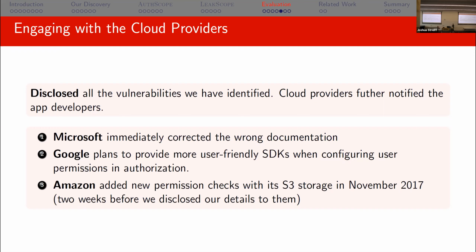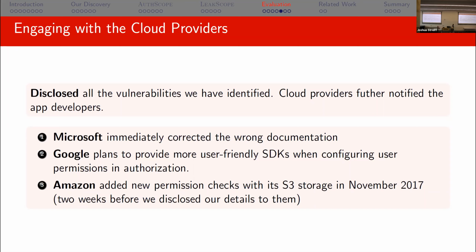We contact the cloud providers, who contact all these app developers, and the cloud providers have also done something. As I just mentioned, Microsoft immediately corrected the wrong documentation because they had put the root key in the example. Google said they will provide more user-friendly SDKs, and also do more tests with the backends to make sure users wouldn't misconfigure their permissions. Interestingly, for Amazon, two weeks before we disclosed to them, they had added two features to do permission checks with S3 storage. We cannot claim it's our contribution because they had already noticed that problem. We first did a study, and when we wanted to disclose to them, they had already added some checks.